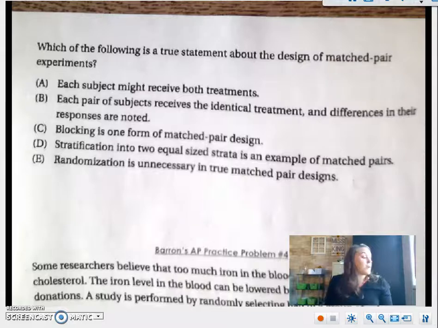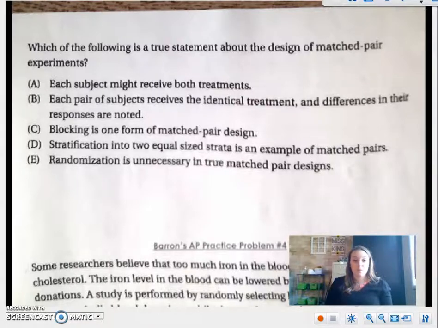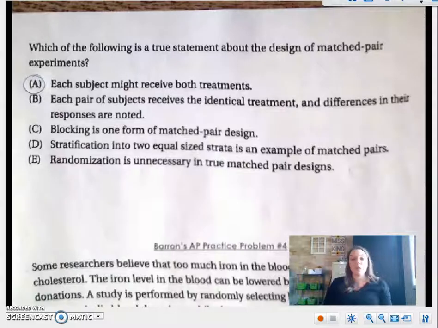The third AP practice problem says, which of the following is a true statement about the design of matched pair designs? The correct answer to this question was A. Each subject might receive both treatments. We went through that example of the classical music. If you came in on test 1, you might do classical music. On test 2, you might not, or vice versa. Test 1, you don't listen to classical music. Test 2, you do listen, and you compare your results to yourself.